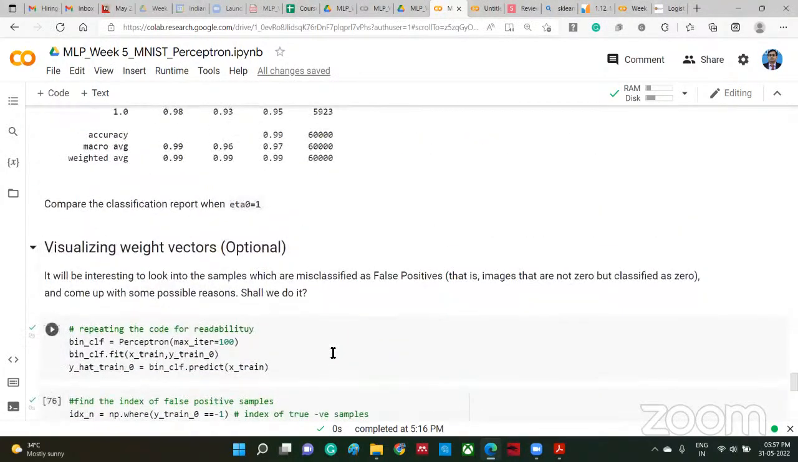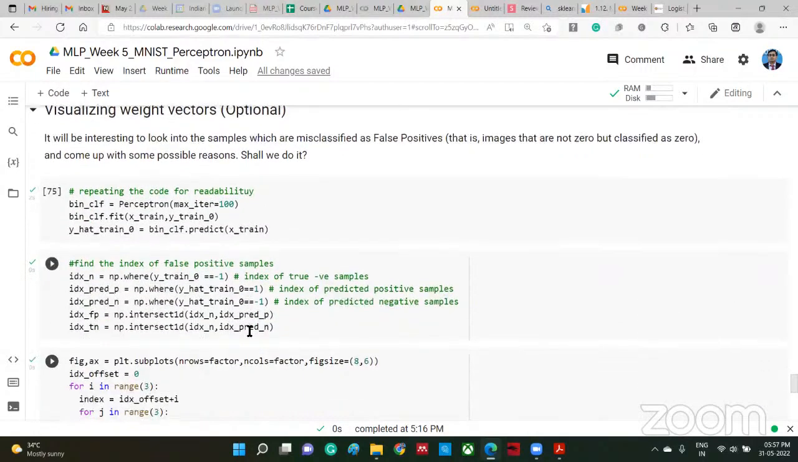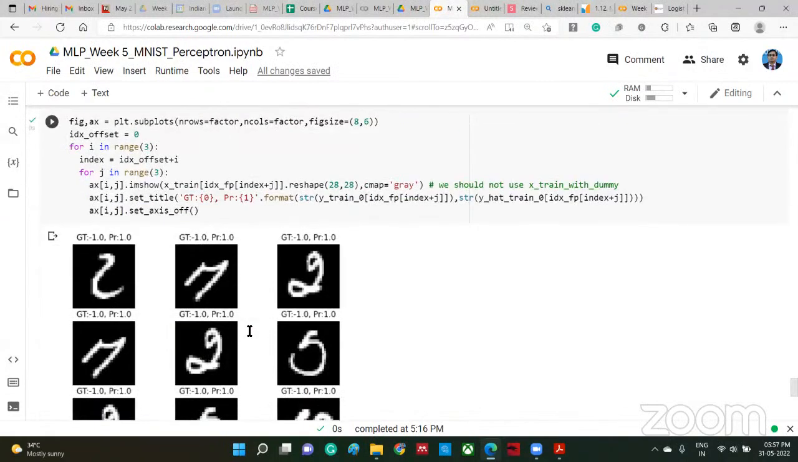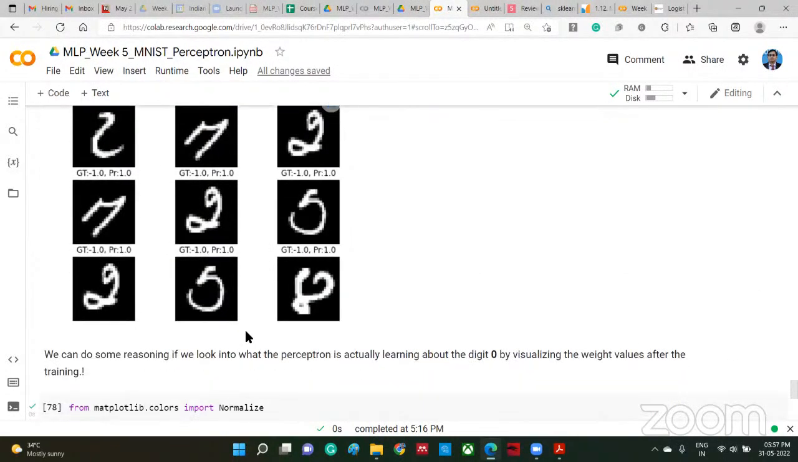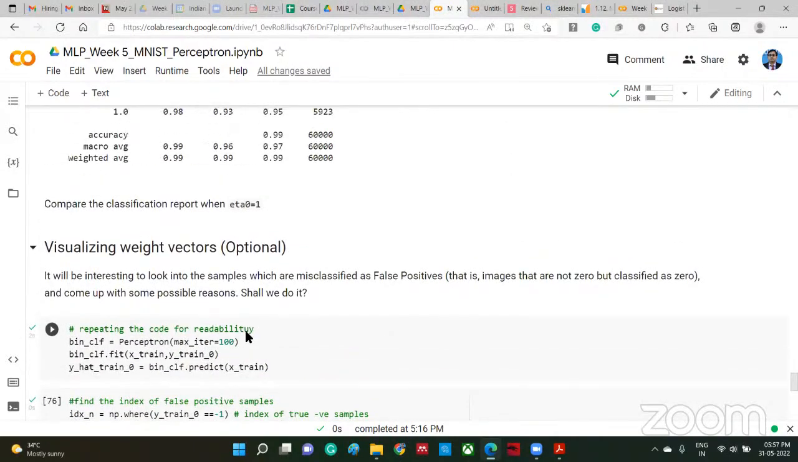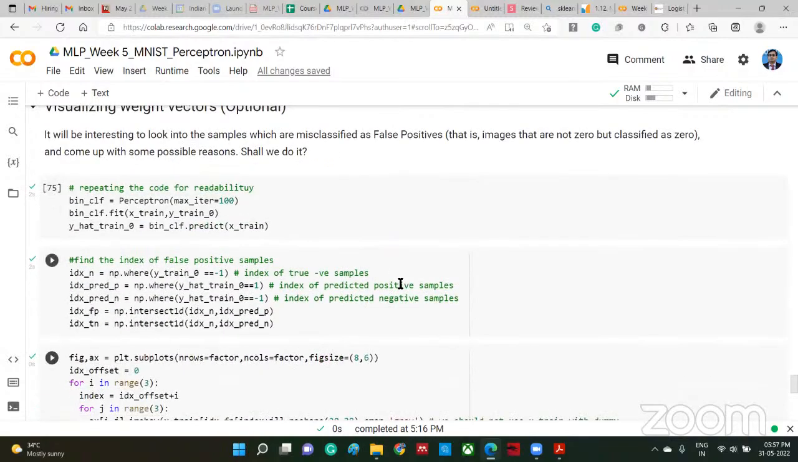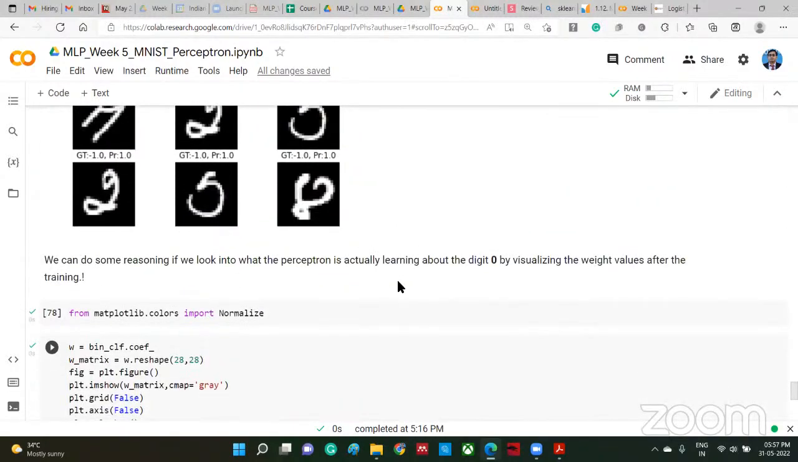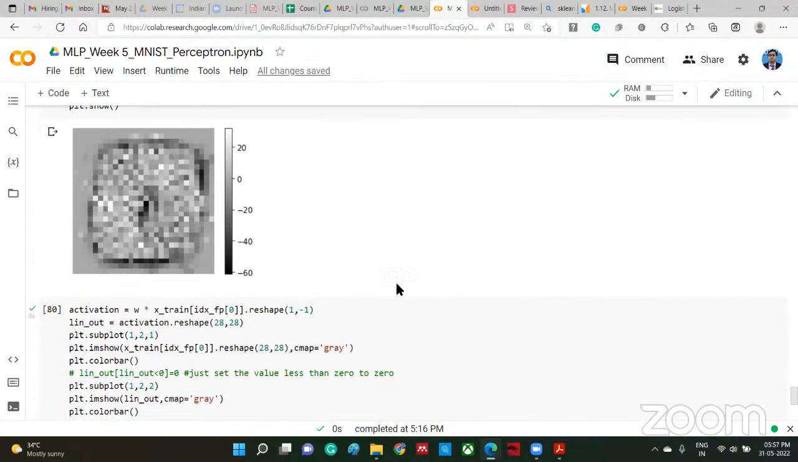Some optional works are there, like visualizing weight vectors. I need to check whether sir also has gone through the weight vectors part. If you need anything here, just let us know. This is mostly on classifying the data set, binary classification. Then, to look into the samples which are misclassified as false positives and come up with some possible reasons. We will look into this maybe in the next session, if you require, just let us know.